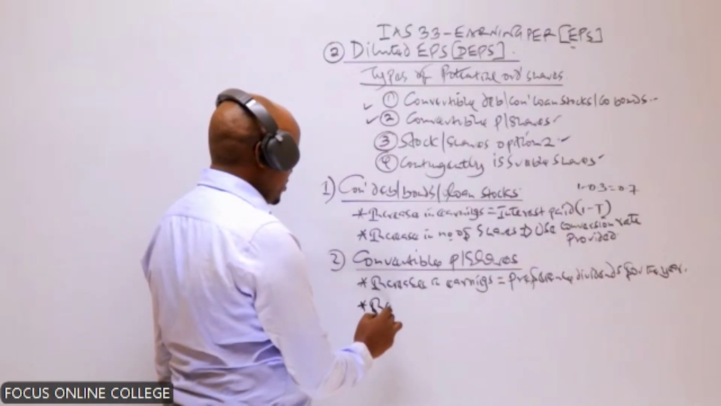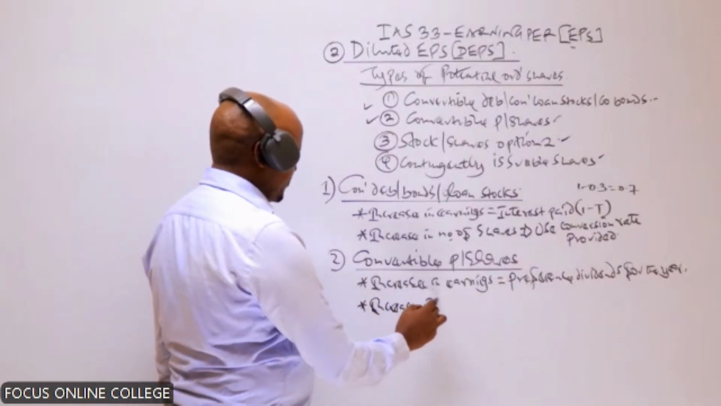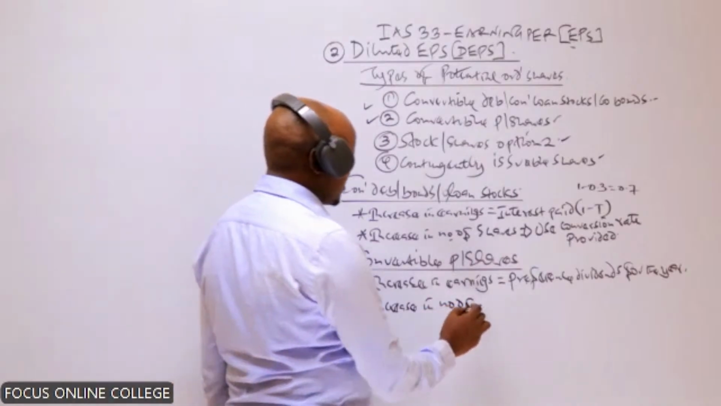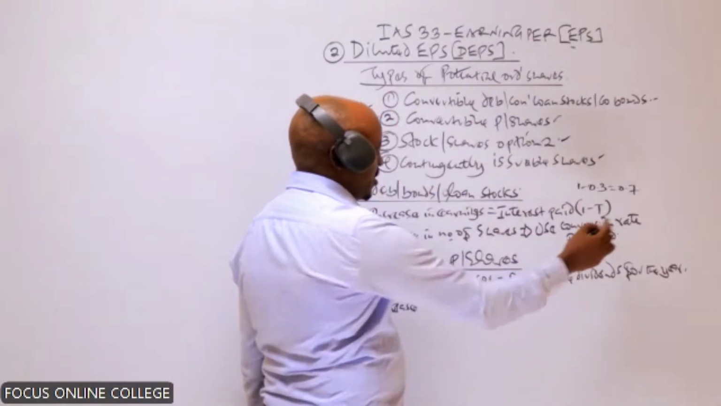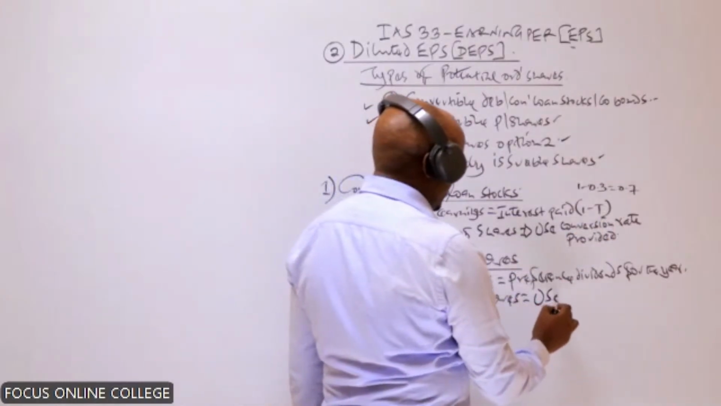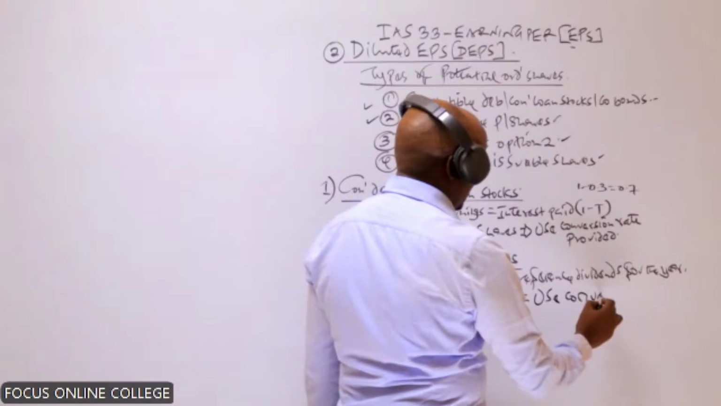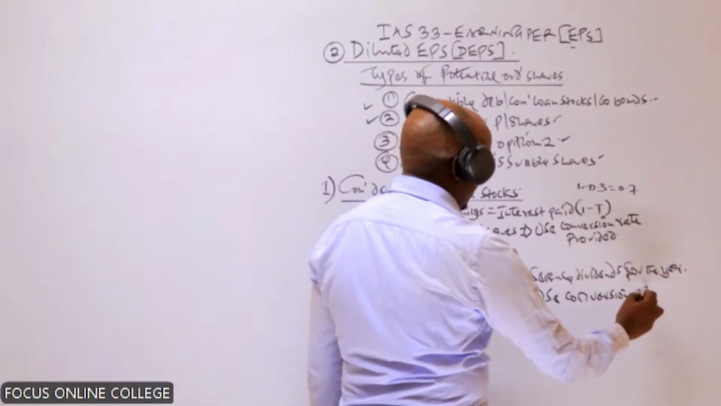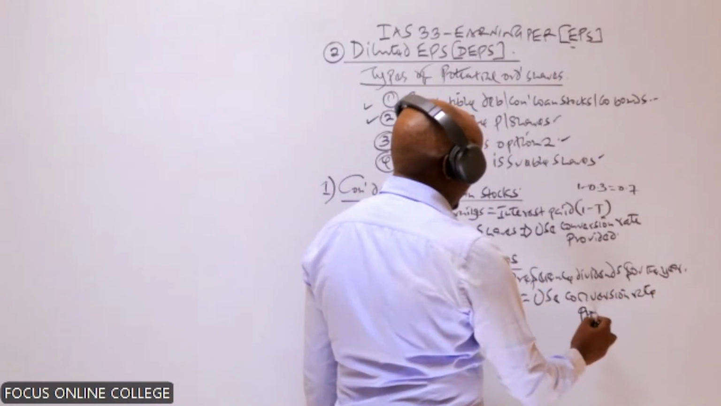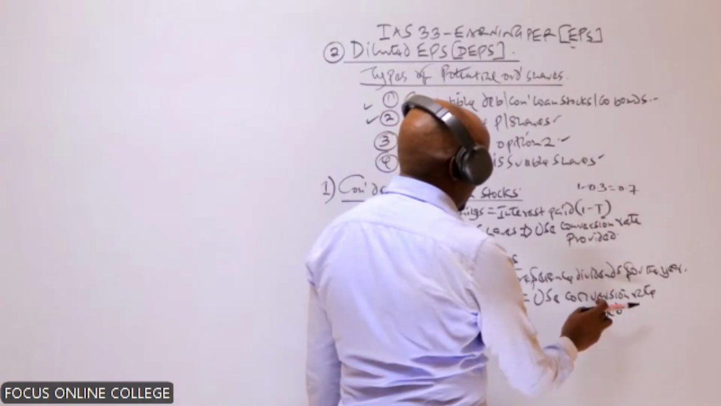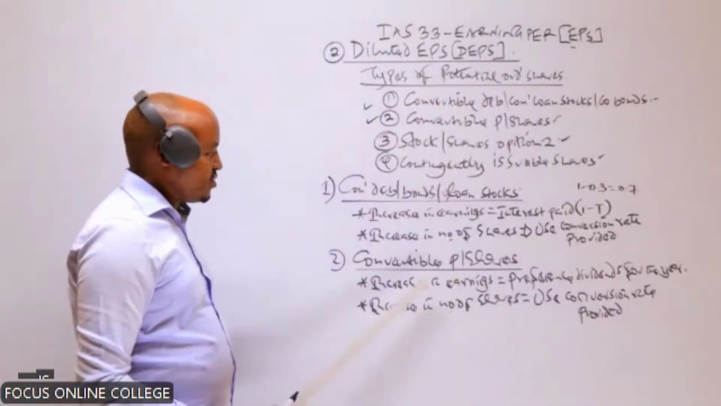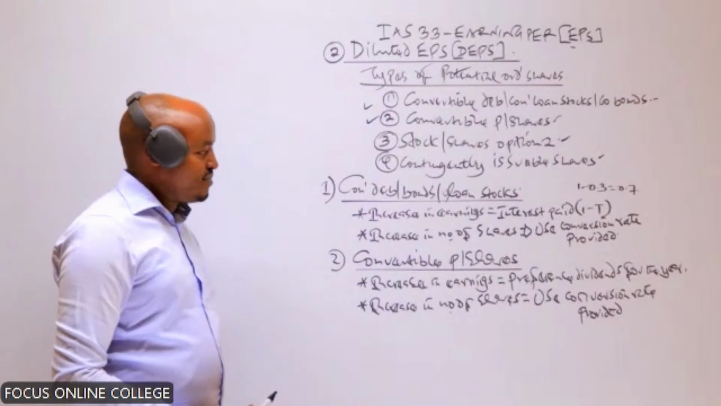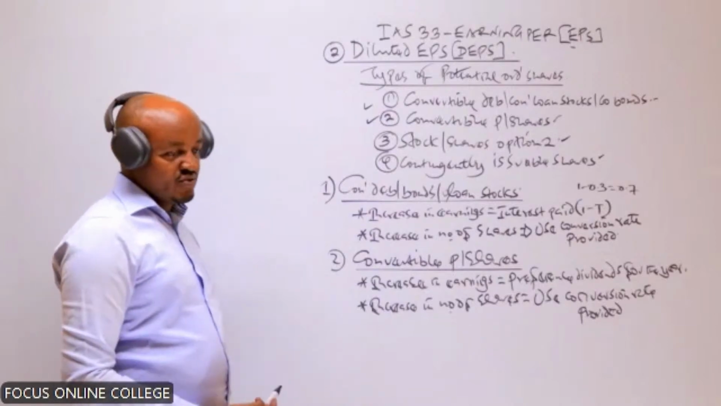Then number two, how do we compute the increase in number of shares? Equally, in this case, we use the conversion rate which is provided. You'll be given the conversion rate, and basically what you need to determine here is the number of ordinary shares which would have been issued, assuming the convertible preference shares were converted into ordinary shares.